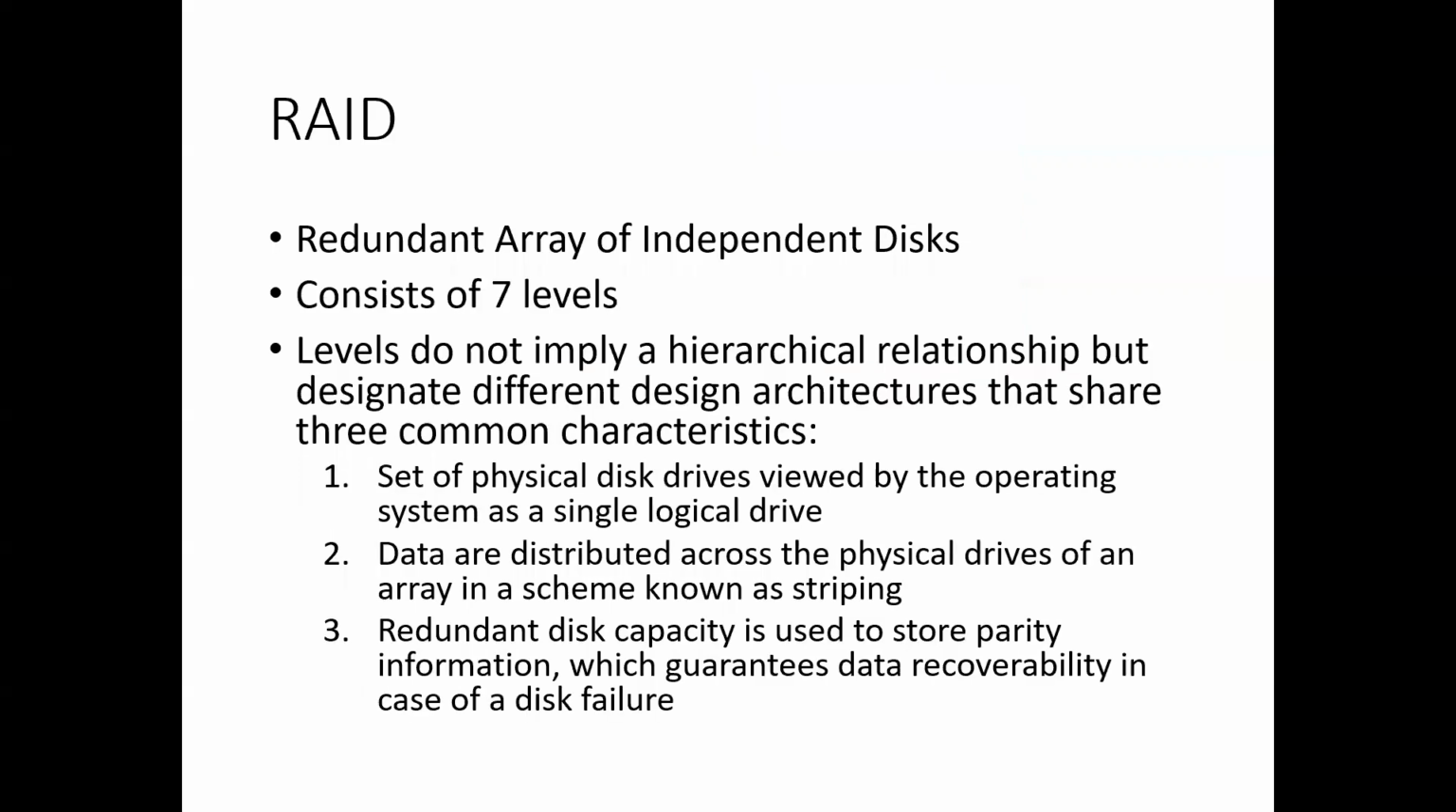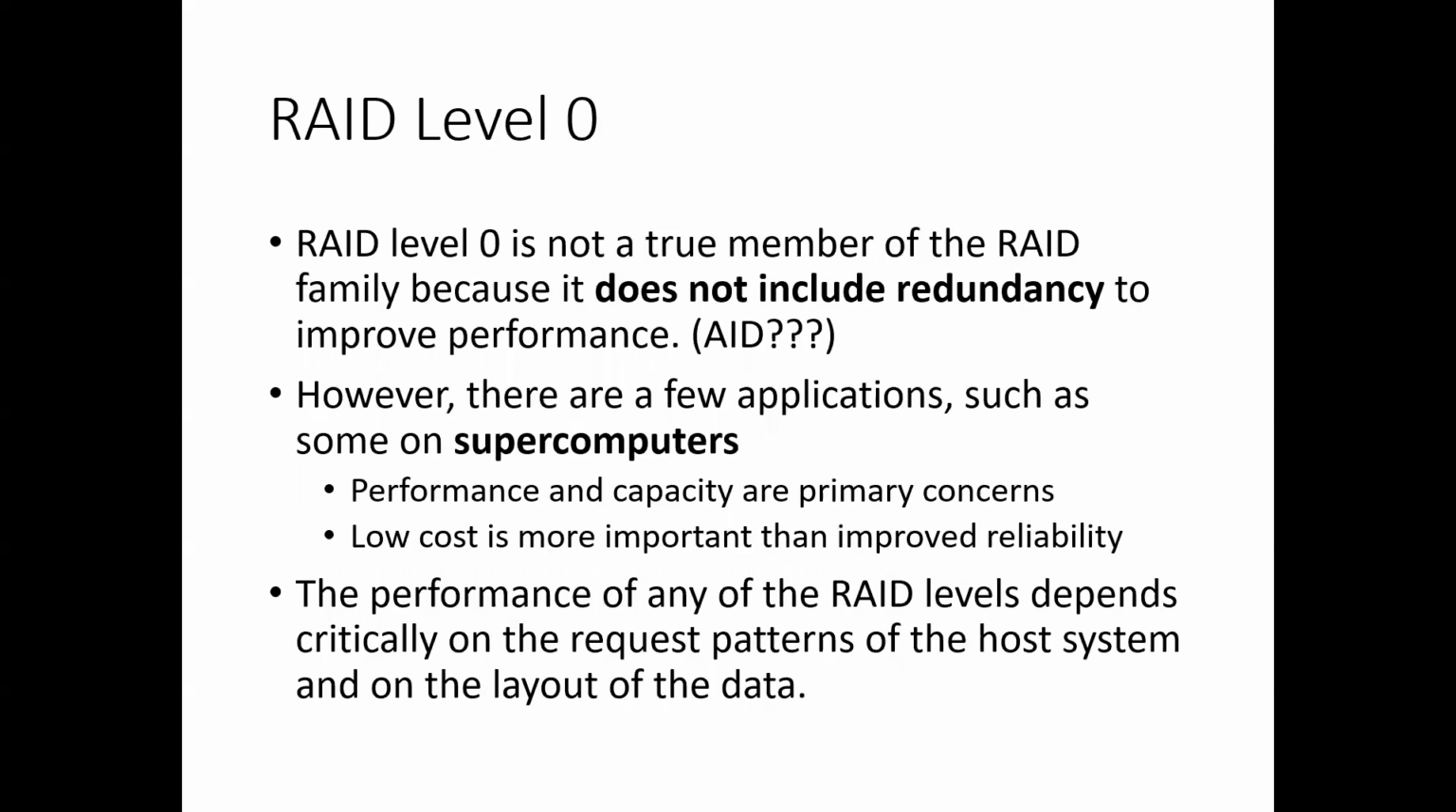So basically there are 7 different levels of RAID, and levels don't imply a hierarchical relationship, but they designate different design architectures. You have a set of physical disks viewed by the operating system as a single logical drive. The data get distributed across these physical drives in a scheme known as striping. And then we use redundant data to store parity information, so that it guarantees we can recover data in the event of a disk failure. So if one of those disks fails, we can still recover the data from that disk by having parity stored on the other disk for that individual disk.